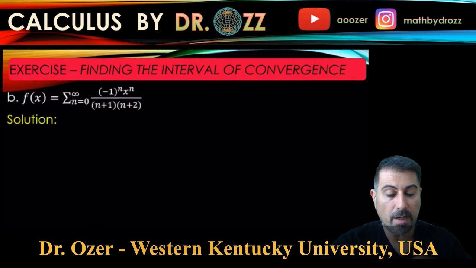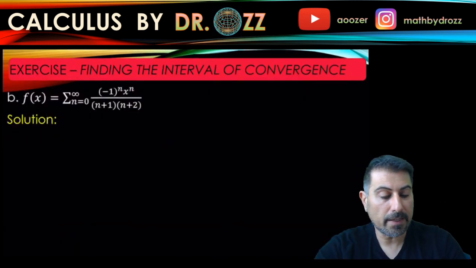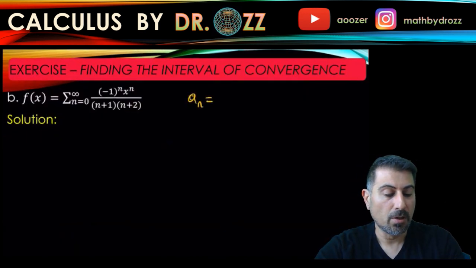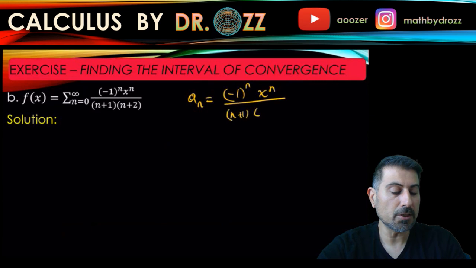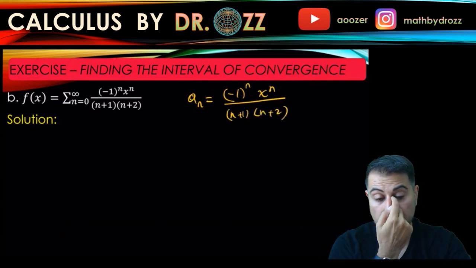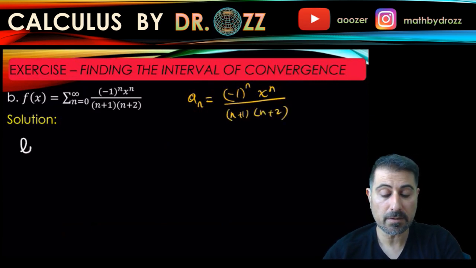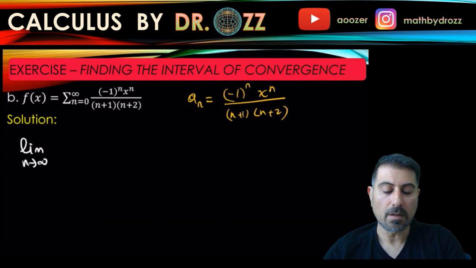Okay, so essentially, a_n is going to be the full ratio here, right? Full fraction with the alternation. And what I'm going to look at is the limit of the absolute value of the ratio.